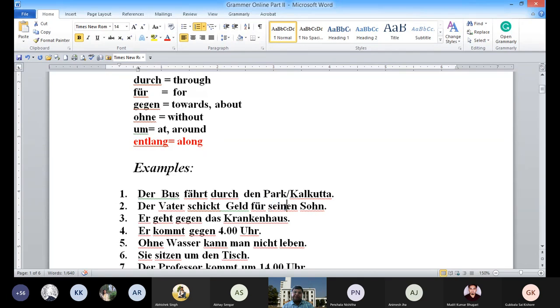this is a possessive pronoun. I have already explained, like mein, sein, etc. So sein means his. And because this is coming before the masculine noun Sohn, just like einen, just like den, this will also be seinen. This is accusative, masculine singular accusative. So the father, der Vater, schickt, sends, Geld means money, für seinen Sohn, for his son. Father is sending money for his son, or father is sending money to his son, you can also translate. So here für is for, but whenever für is used, it is bound to be what? Accusative.